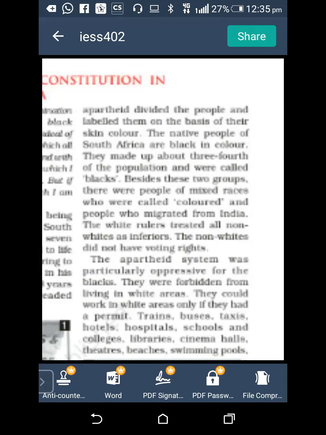They could not go to the white school. Their children could not go to the white school. They could not use the transportation of whites. They could not venture into the white colonies. Many people were killed even. लोगों को मार दिया जाता था. You have got a poster just now at the left of your book. Right. The non-whites did not have the voting rights also.